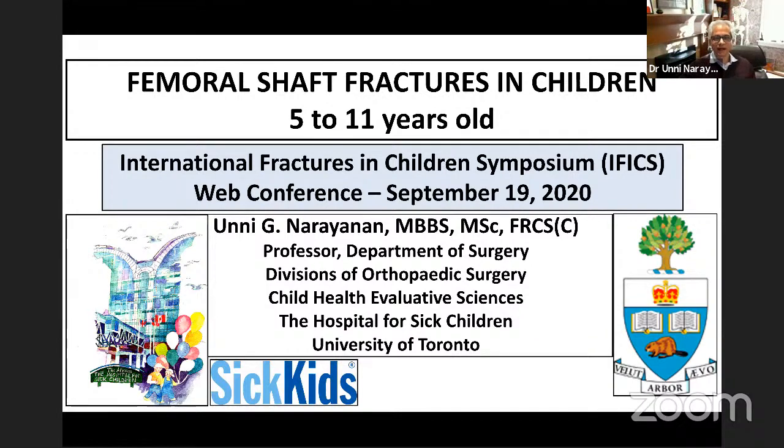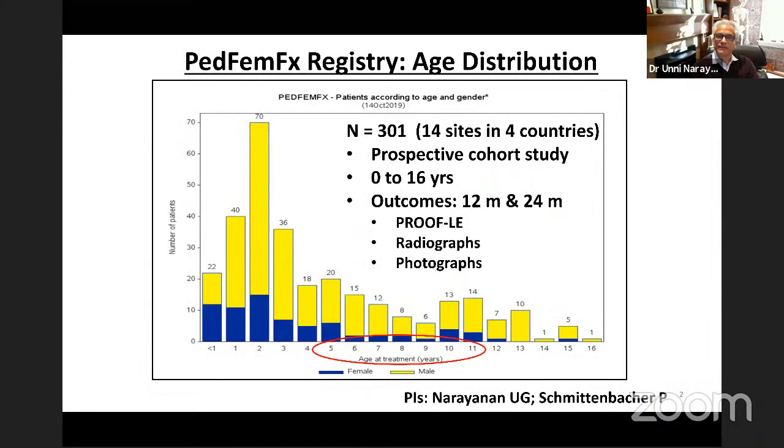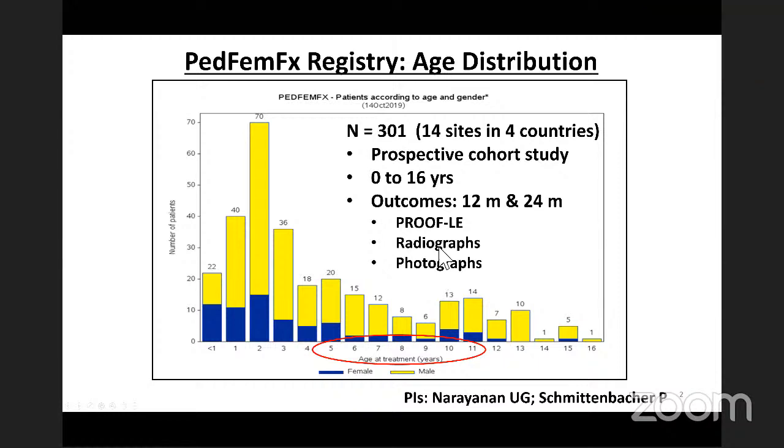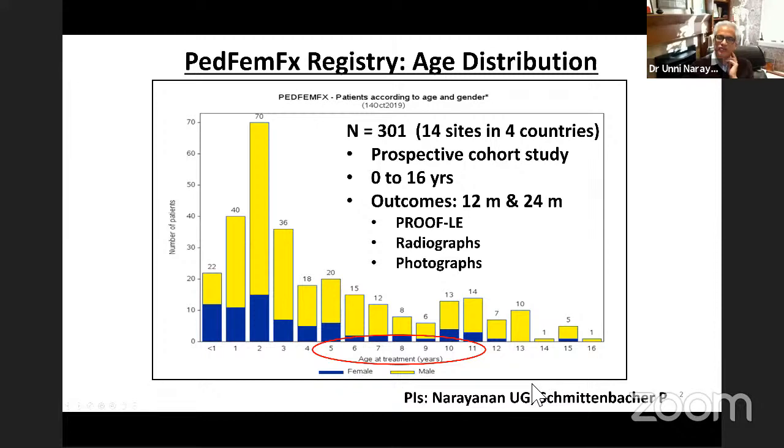So I'm going to speak about children between 5 and 11 years of age. This is beyond the preschool, but before the high school age group. I'm involved with a colleague in Germany in a prospective pediatric femur fracture registry. This is a pilot registry. We've recruited 300 patients over 1 year in 14 centers in Europe and North America. So there are about 4 or 5 countries involved.